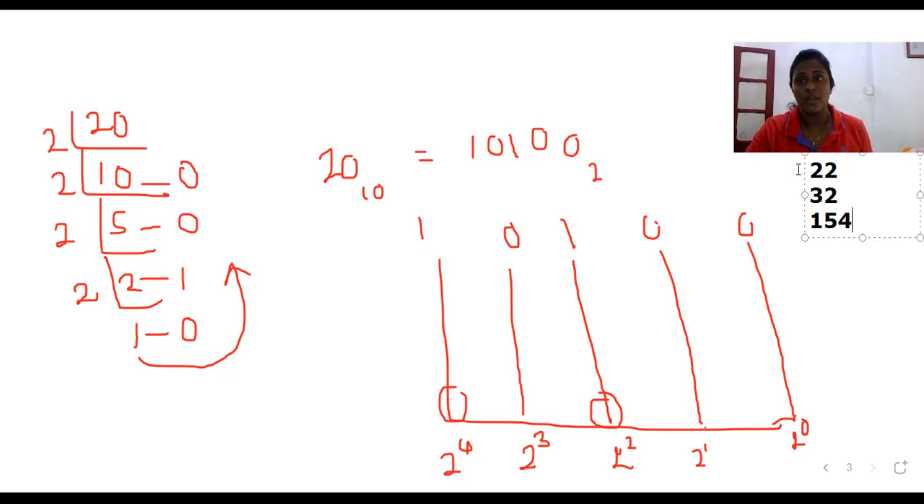Without looking at your textbooks, please do these three alone. Once you do these three alone, you can attempt exercise 2.1. Now, all of you, just pause this video and complete exercise 2.1 and wait. Then we can move to the next heading, converting binary numbers into decimal numbers.